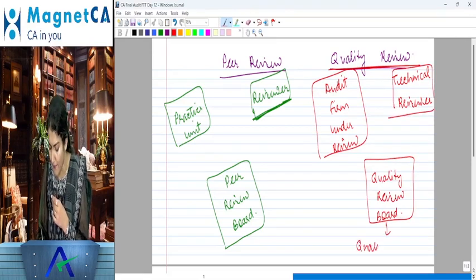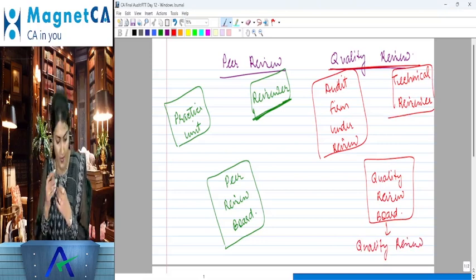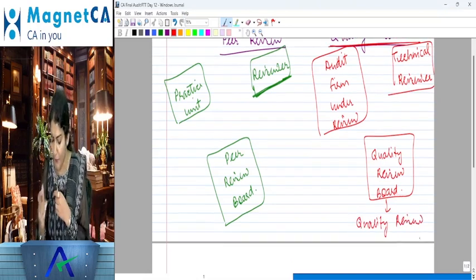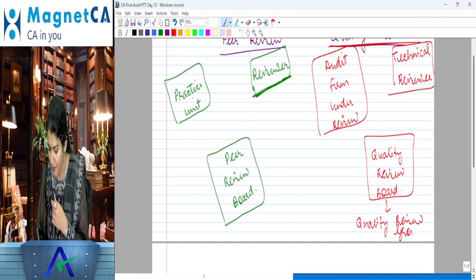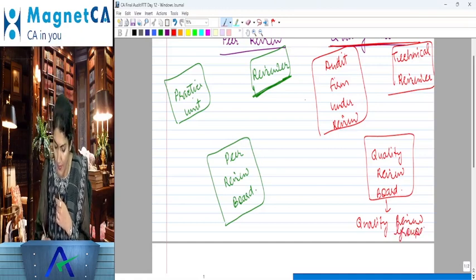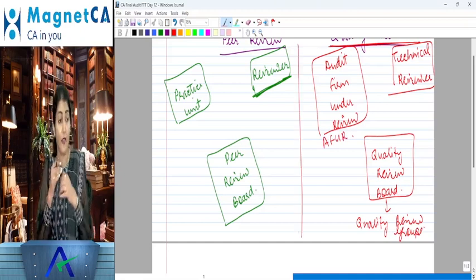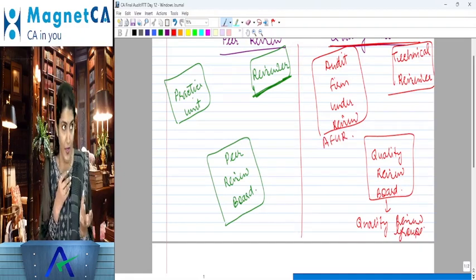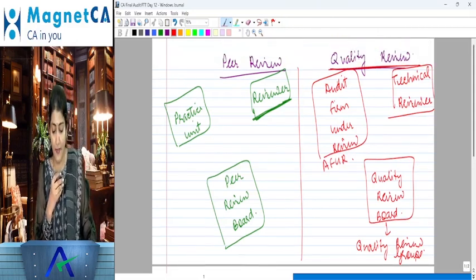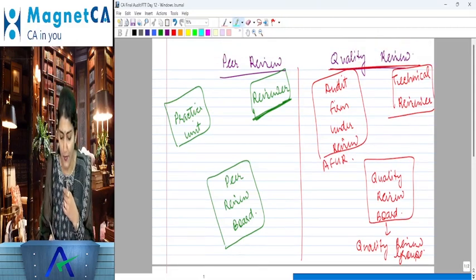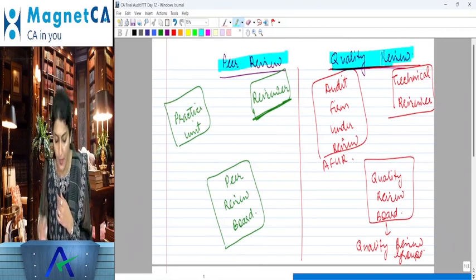Under the quality review board, they have several quality review groups, right? They have the QRGs. So AFUR, what do you understand by AFUR? The audit firm under the review. Right, so this is a basic difference in the terminology between the peer review and the quality review.